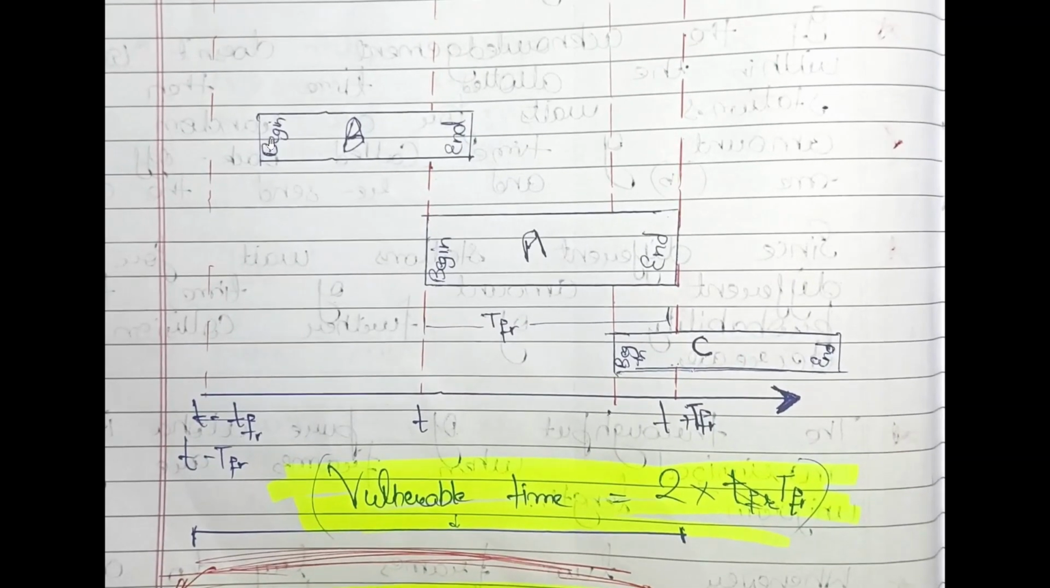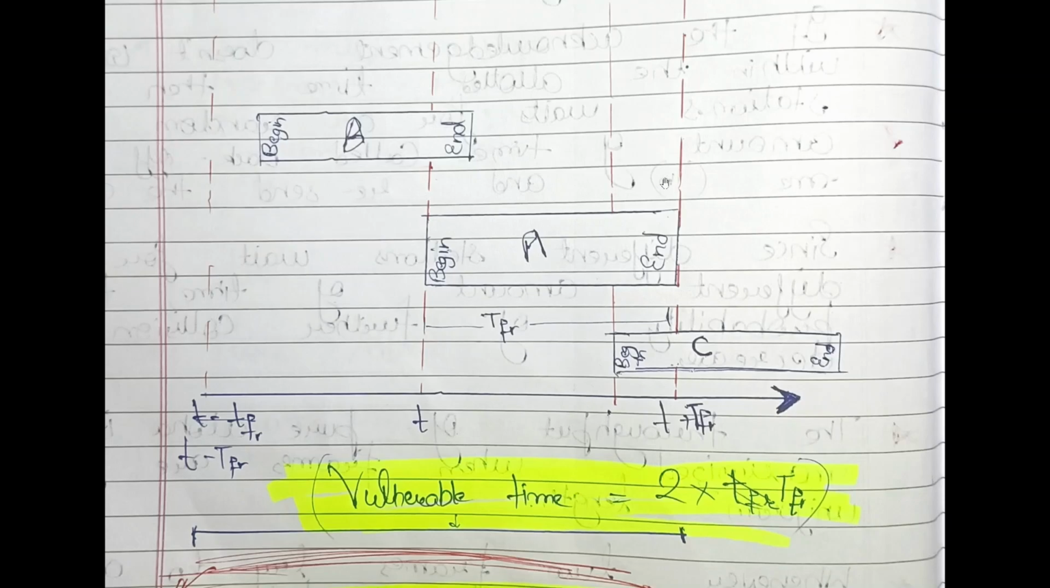Look, B is being transmitted at time t. Okay, it was transmitted at this time. Now just after TFR, suppose this frame has just reached the time t now. Okay, it was first transmitted at t minus TFR. TFR is the time of this frame.